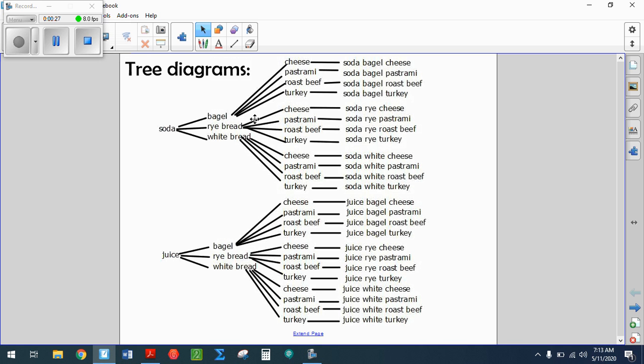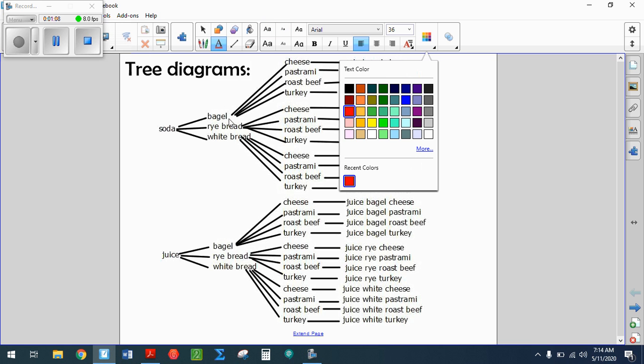Once you choose your type of bread, you have four different sandwiches you can have: cheese, pastrami, roast beef, or turkey. When we put all those together, we have all these outcomes at the end. So I have a soda with bagel and cheese sandwich. I have a soda with pastrami on a bagel, soda with roast beef on a bagel, soda with turkey on a bagel, or soda with cheese and rye bread, soda with pastrami and rye bread, etc. If I want to figure out the probability of each event occurring, each of these total outcomes, then I can look at the probability of these happening separately.